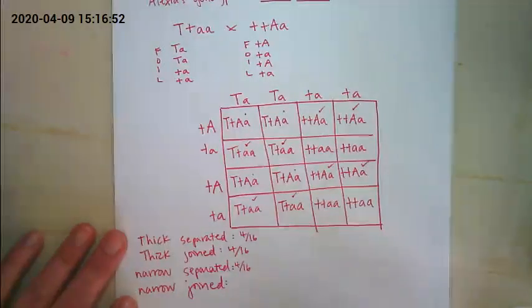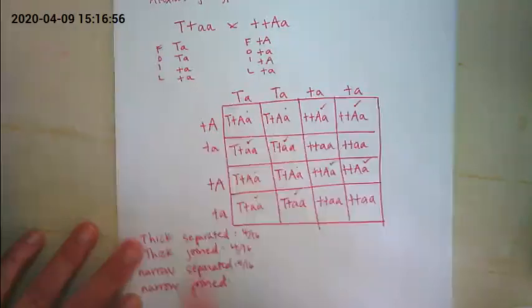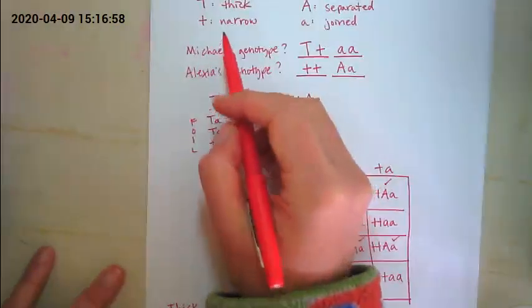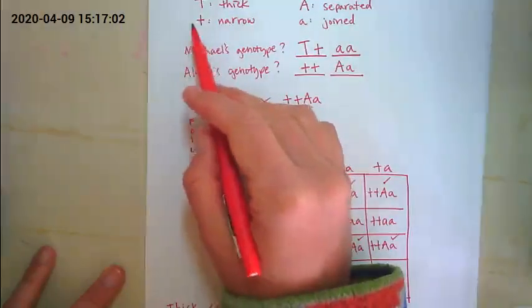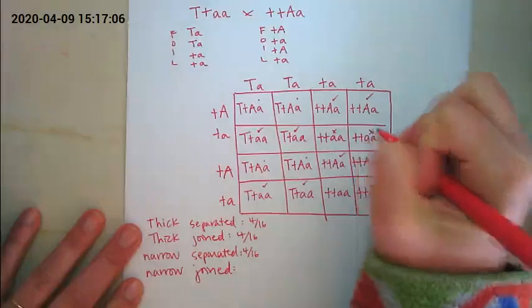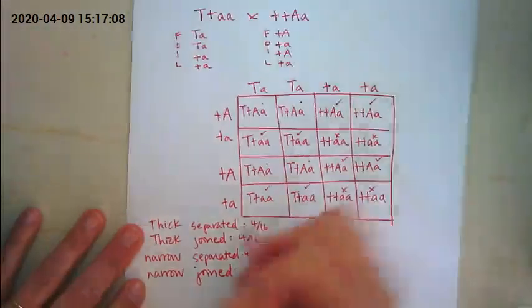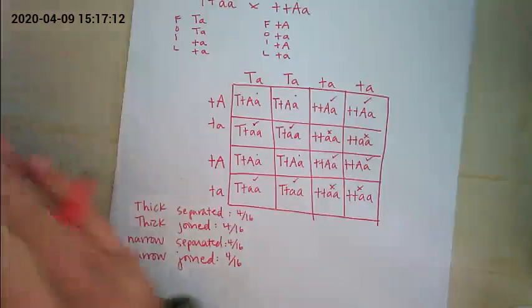And then narrow joined, I already know there should be 4 left, but I'm going to do it anyway to keep track. Narrow is recessive, joined is also recessive, so we're going to have little t, little t, little a, little a. So we got 1, 2, 3, 4. 4 out of 16.